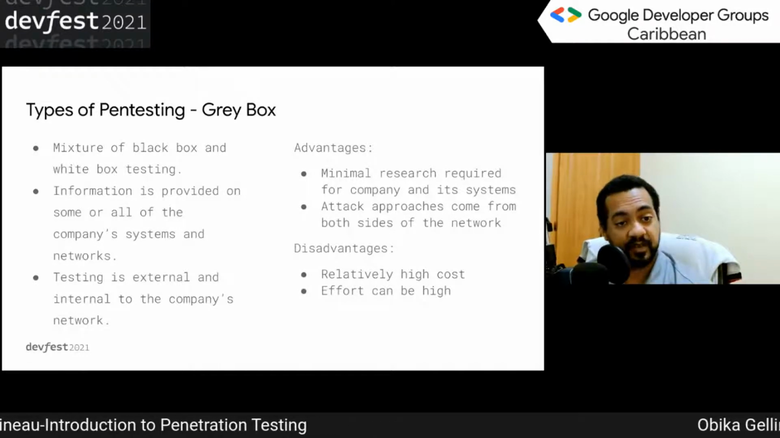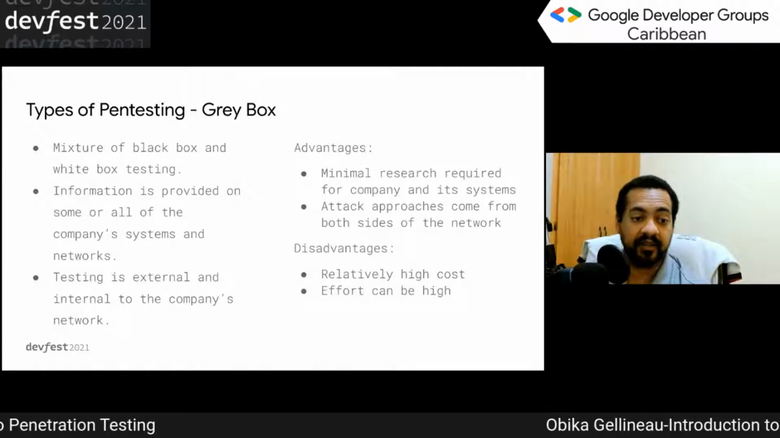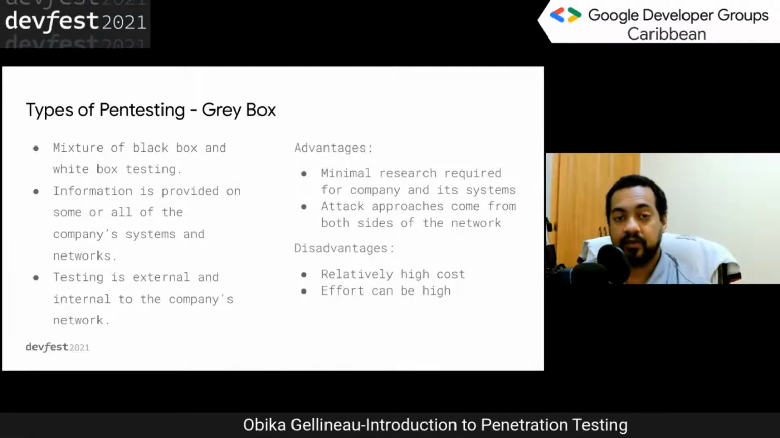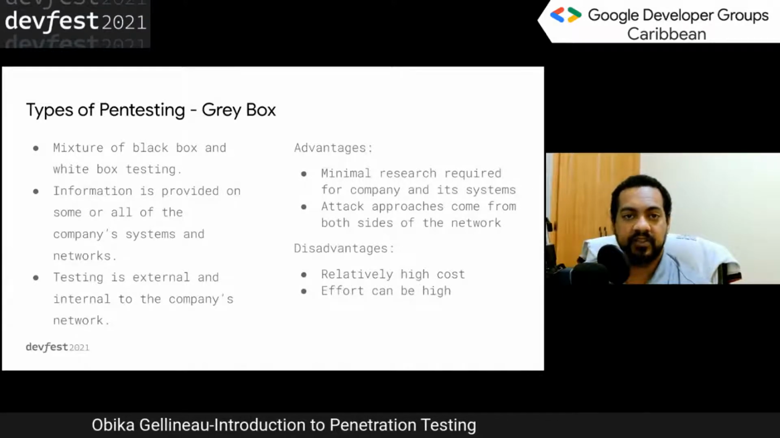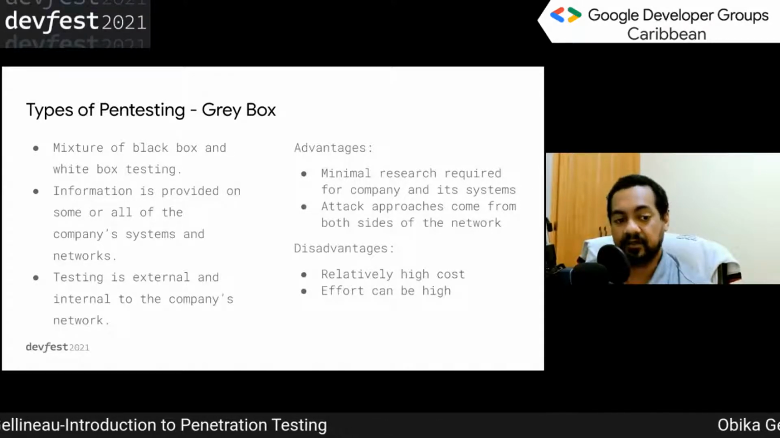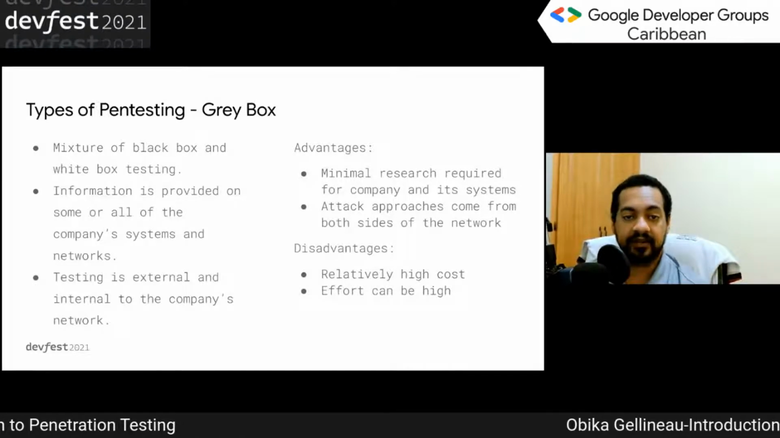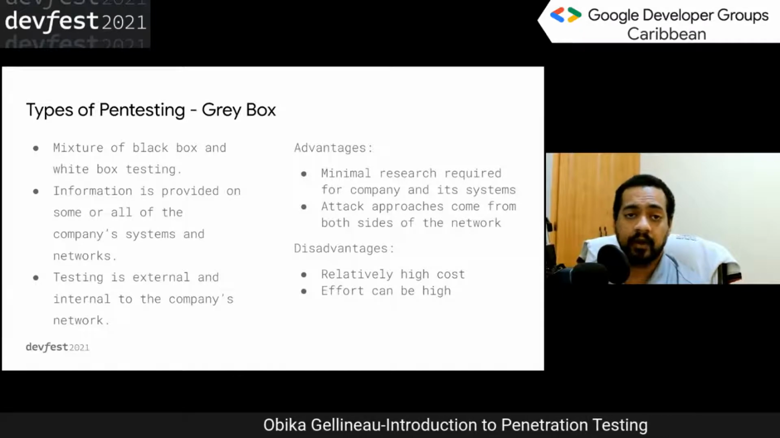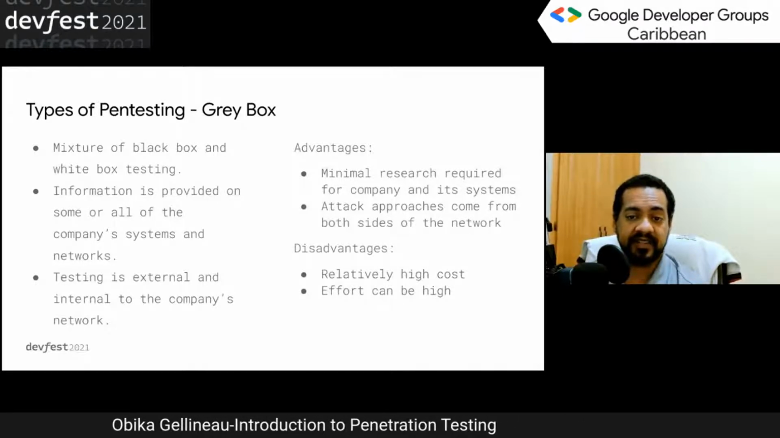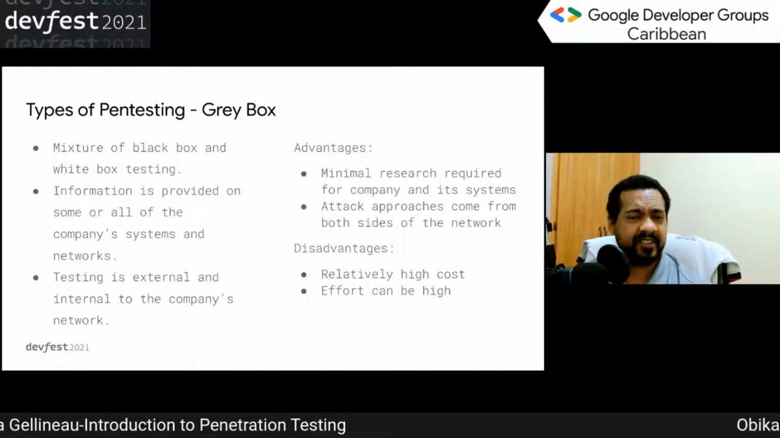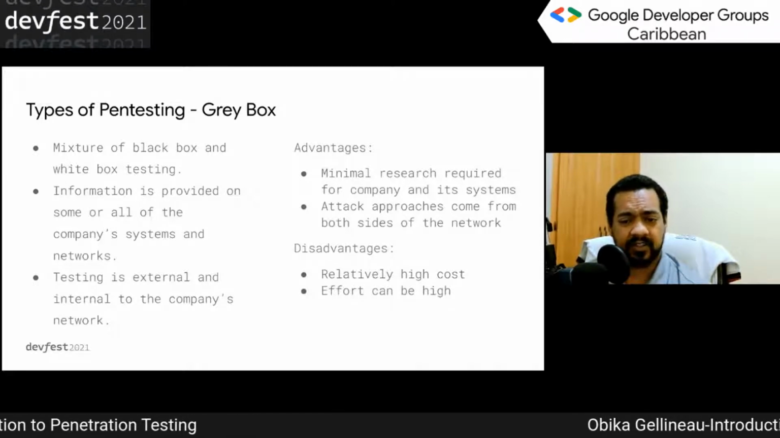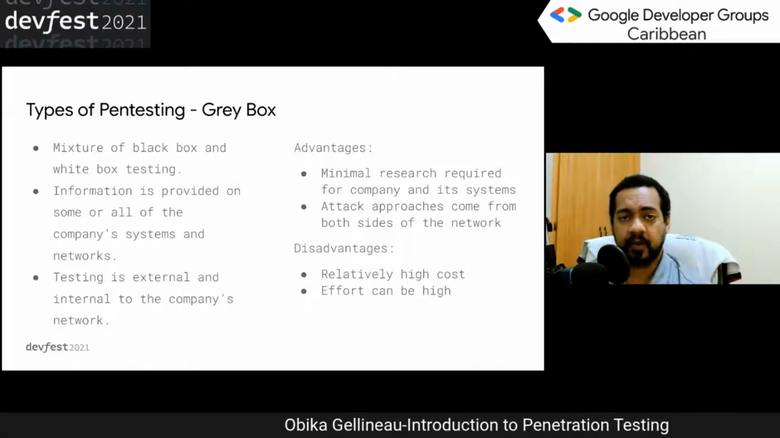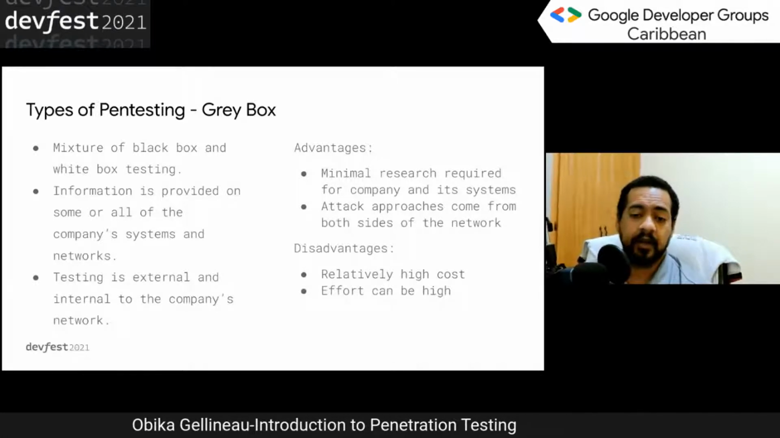Sometimes all the information is provided, or some of the information is provided, in this type of testing. Also, the test is usually done both externally and internally. So in other words, the hacker can come from either direction, depending on how you want to go about designing that test. Some of the advantages are similar to white box. Minimal research is required, and minimal time is required in terms of planning the attack.